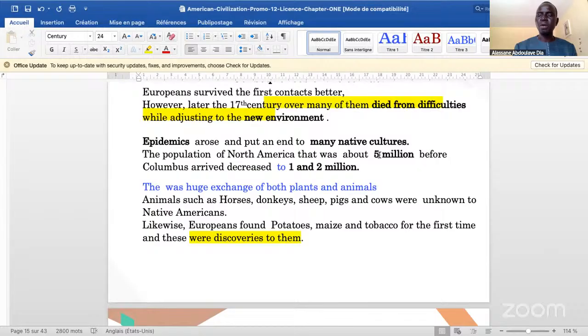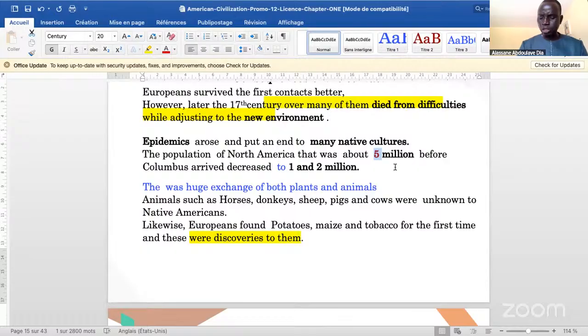Why did it go down? Because it was estimated to be 5 million before Europeans arrived, before Columbus arrived. And when they arrived, there was contamination, diseases, epidemics. It killed people. Many people died. And the population that was 5 million went down to 1 to 2 million. You see one big consequence of the contact.